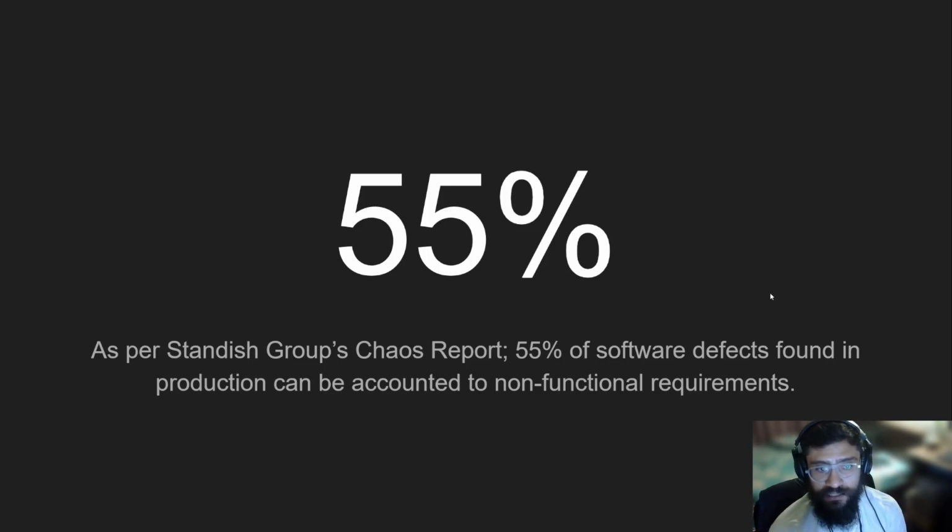As we have seen, neglecting non-functional requirements can contribute to over half of software defects in production, highlighting their immense impact on project success. For product managers, prioritizing non-functional requirements isn't just about ticking boxes, it's about ensuring excellence, reliability, and ultimately customer satisfaction.